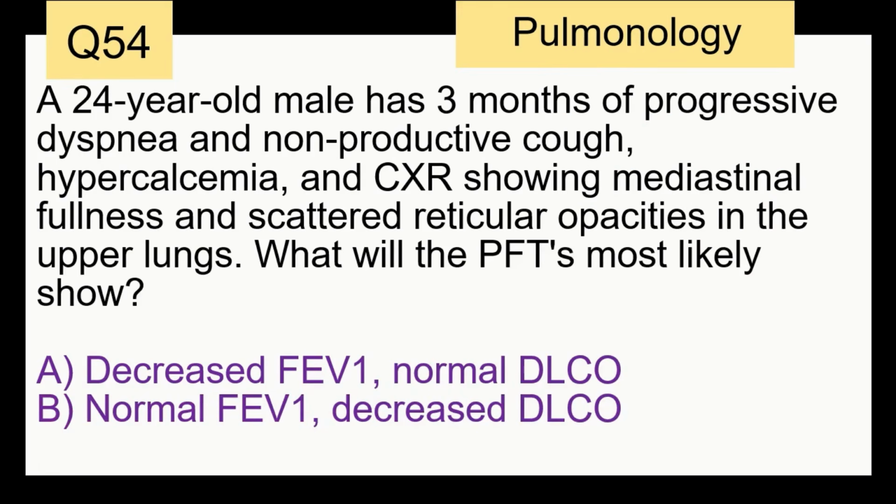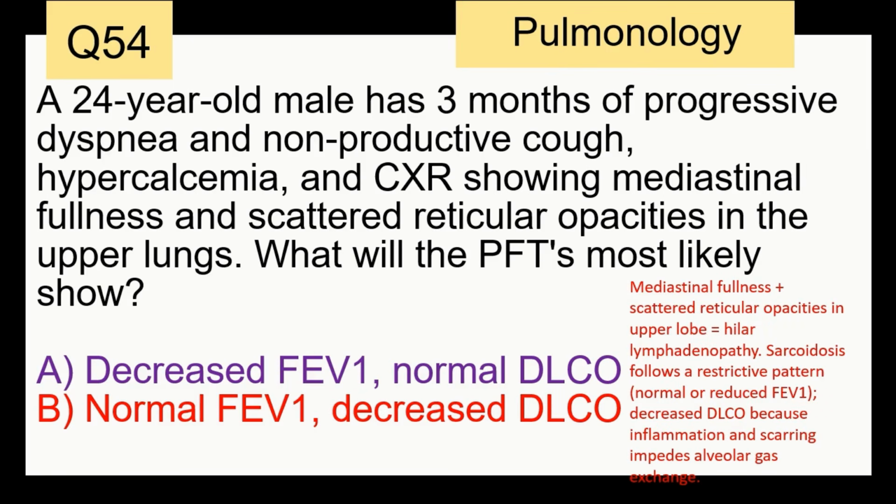54, 24-year-old male has 3 months of progressive dyspnea, non-productive cough, hypercalcemia, and a chest x-ray showing mediastinal fullness and scattered reticular opacities in the upper lungs. What will the PFTs most likely show? So the hypercalcemia and the lung symptoms over here point to sarcoidosis, and in sarcoidosis we see a normal FEV1. It's in COPD that we see a decreased FEV1. Here we're talking about sarcoidosis, there's a normal FEV1.